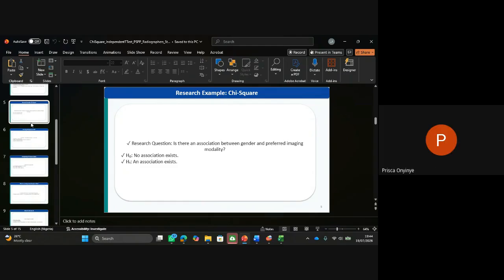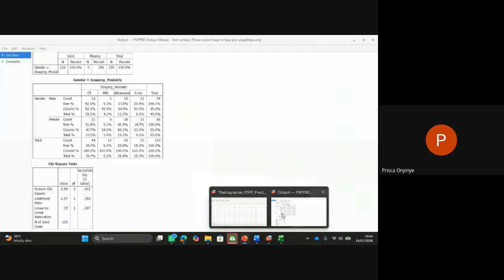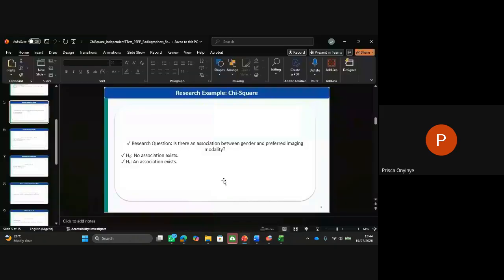Okay. But I think in real life there is really no association. It's not the male or female that determines which imaging equipment you should be imaged with. It is the disease condition and the patient's clinical history that tells which modality the patient should use. So I think we're correct clinically. Okay, thank God.